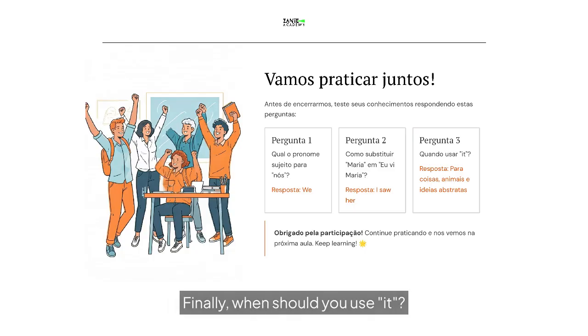Finally, when should you use it? It is used for objects, animals, and abstract ideas. This versatility is important as it allows you to refer to things without constantly naming them.